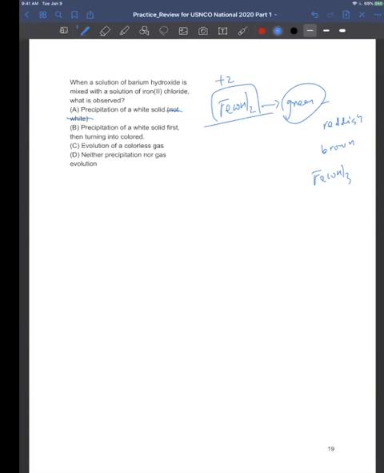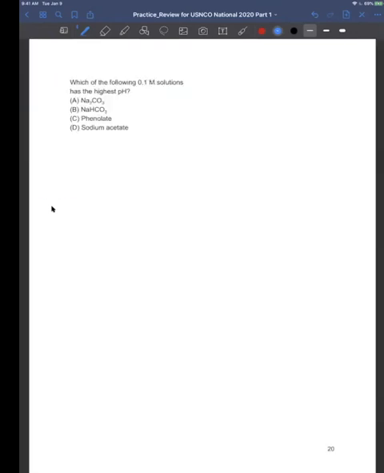Wait, so what is the white solid? Is that iron 2 hydroxide? Yes, yes, this is the white one. And then, okay, the reddish brown is iron 3 hydroxide. Okay, this one is not bad. Let's test.